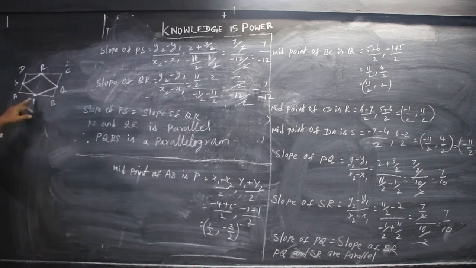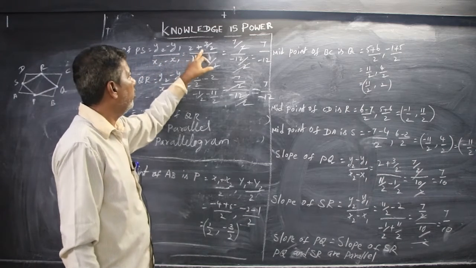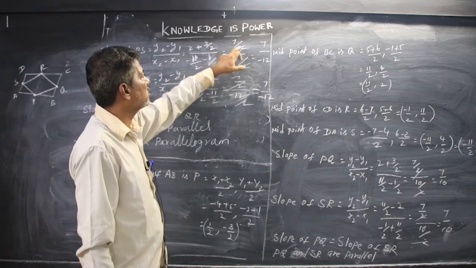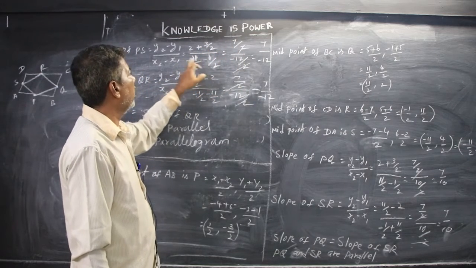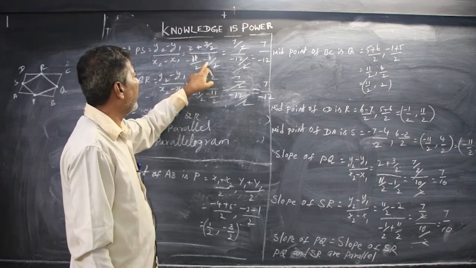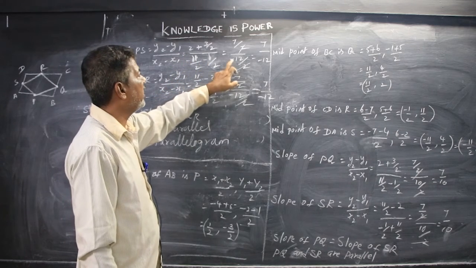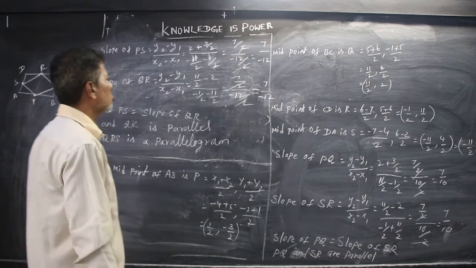Okay, slope of PS. I substitute here the same way. 2 2s are 4. 4 plus 3 is 7. 7 by 2. LCM will be 2. Both are minus, so you should add: minus 11 minus 1 will get minus 12. 2 2 cancel. 7 by minus 12.